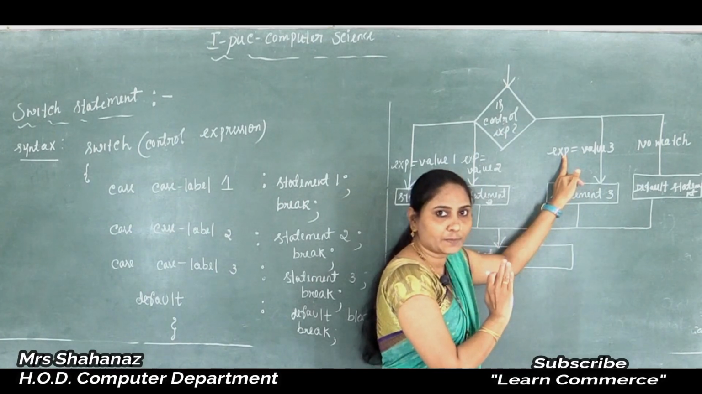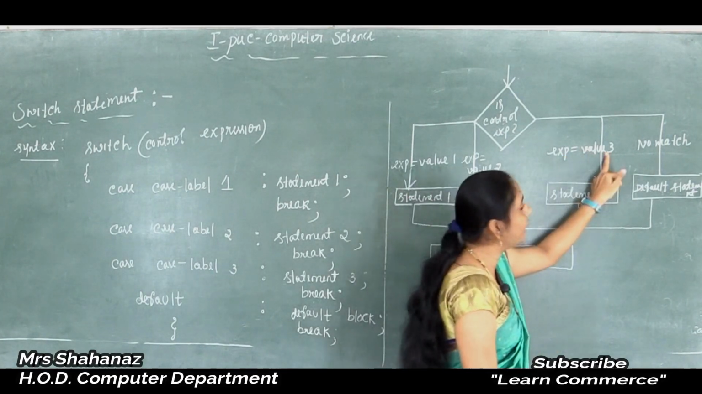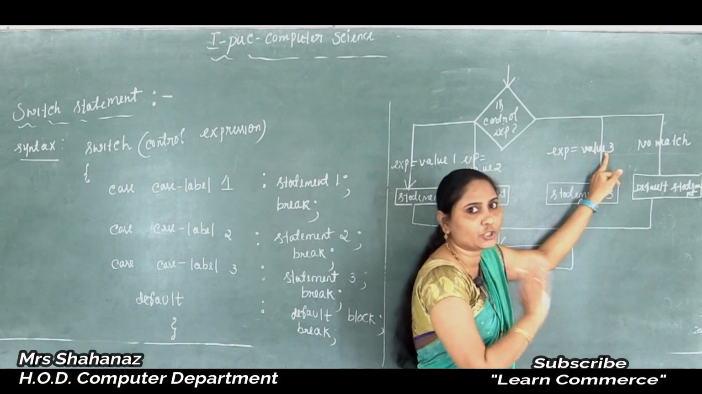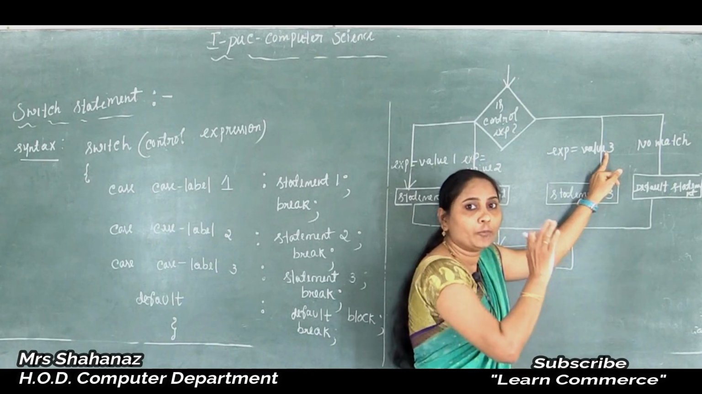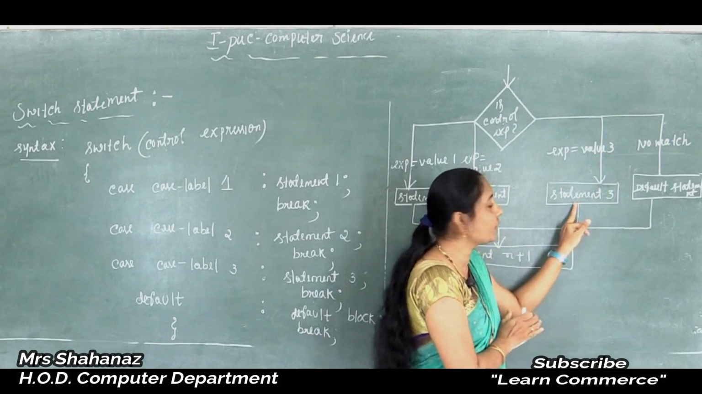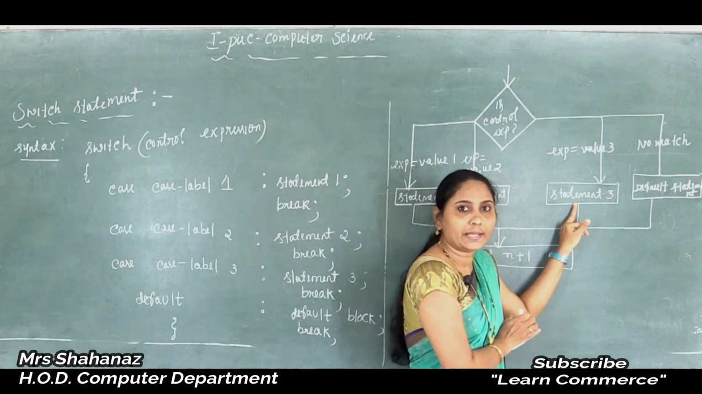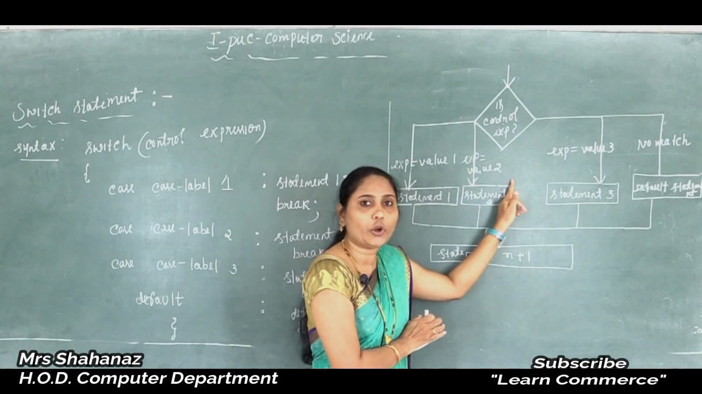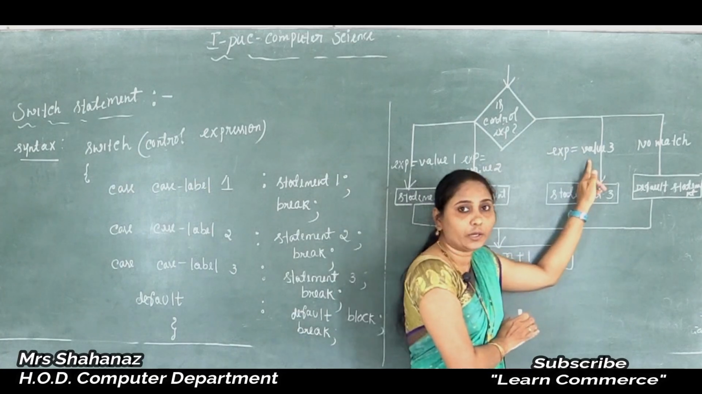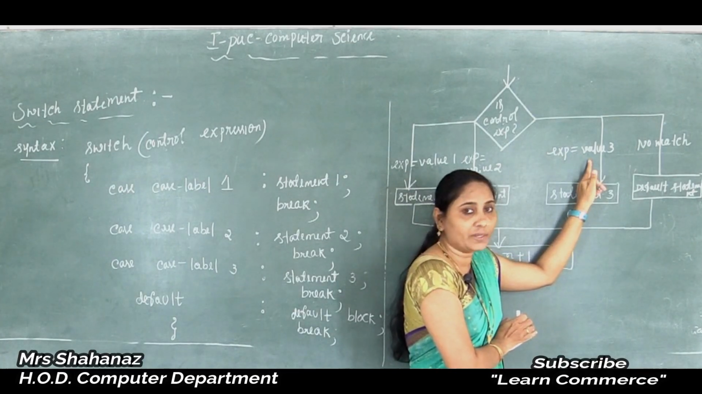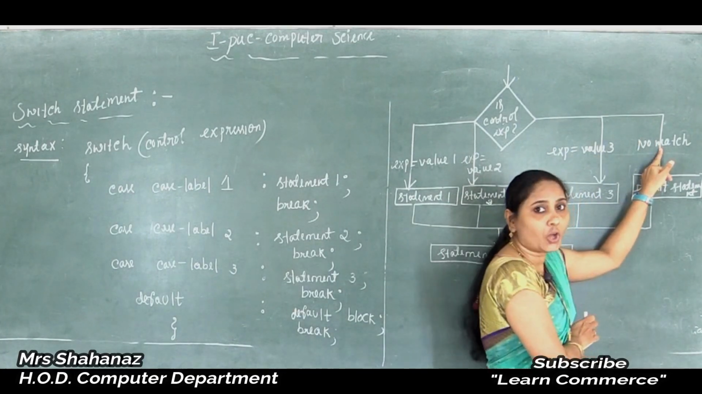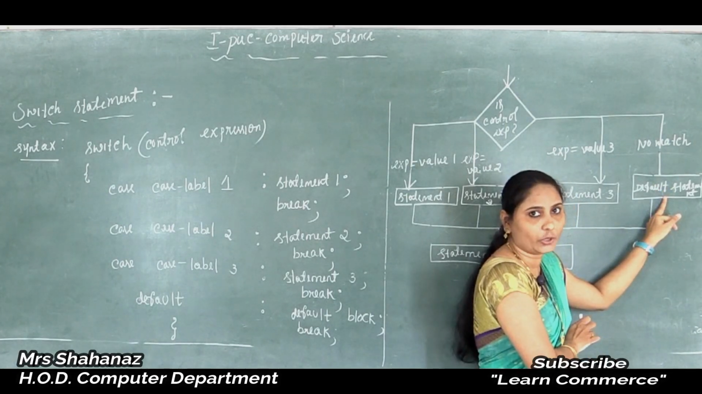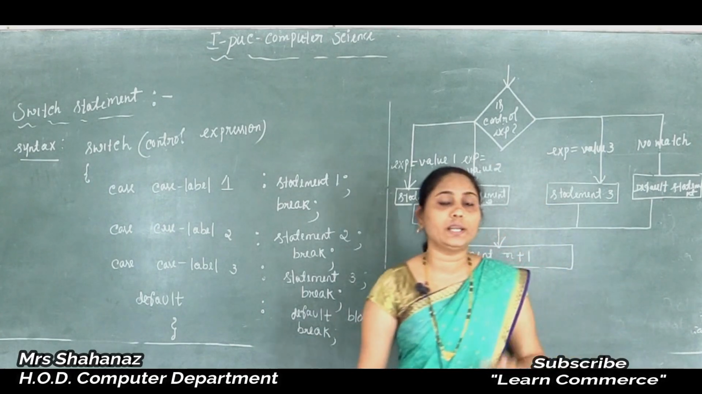So the control expression value is equal to the case label value 3. Clear this one? If it is matching, then there is no doubt here. If both values are equal, then this statement 3 is going to execute. Maybe expression 1 does not match, expression 2 does not match, and the third one also does not match. That means lastly, if there is no match, then the default statement is going to execute, and such a default statement is optional.